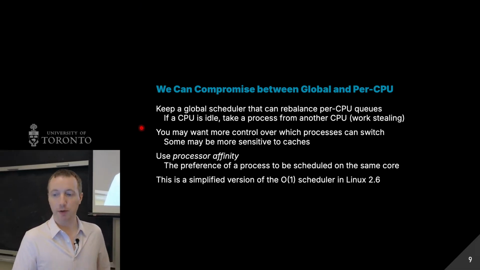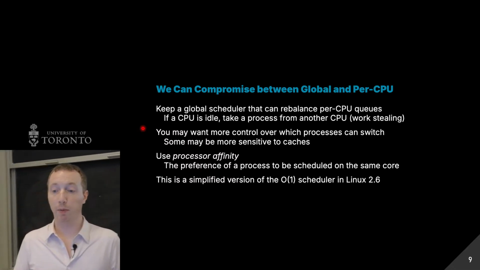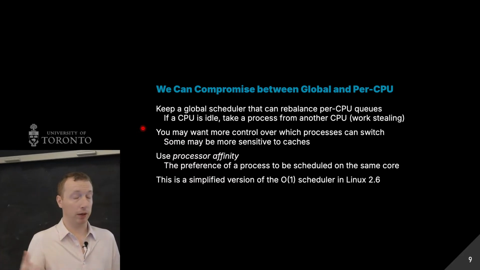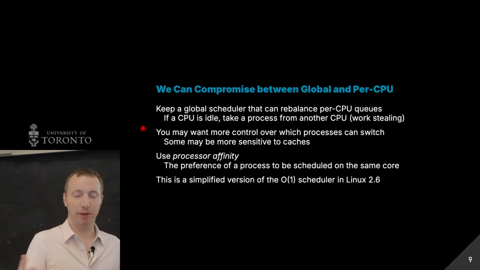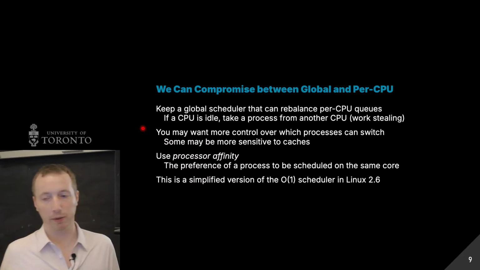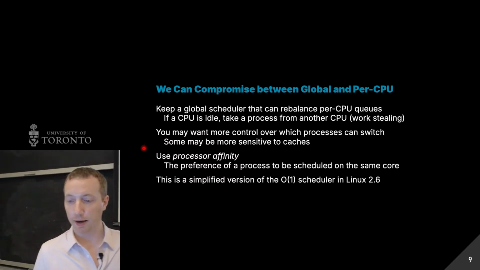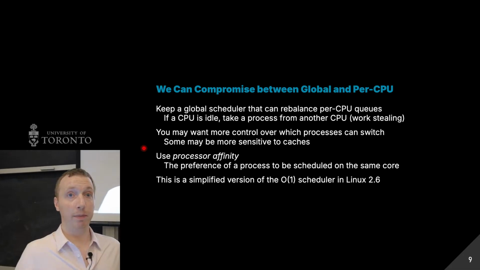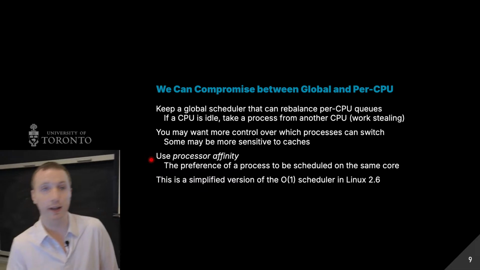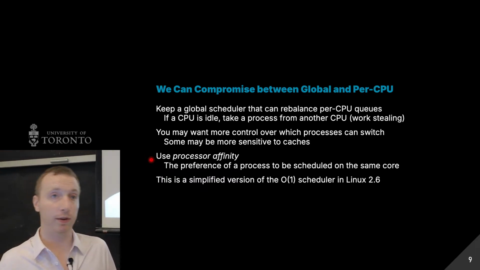So this is getting closer to how your actual system works and schedules things, but you might imagine you want more control over which processes can switch CPUs and which cannot. Some processes you want really good performance on. They're more sensitive to caches, so if they switch CPU cores, they become really, really slow. So you might want some type of control over this, and that is an option you can actually apply to your processes, and it is called processor affinity. And that is the preference of a process to be scheduled to the same core.